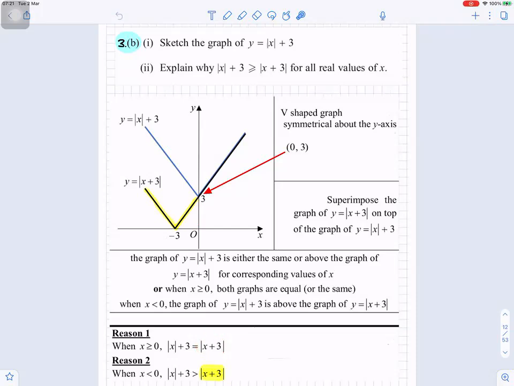Now, when x is less than 0, below 0, the graph in yellow is below the graph in blue. That means x plus 3 is less than the other one, or you can say the absolute value of x plus 3 is greater than x plus 3. So below 0, when x is less than 0, the blue graph is greater than the yellow graph. And you can write it like that in symbol form.